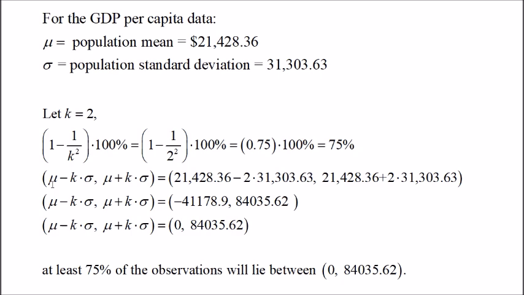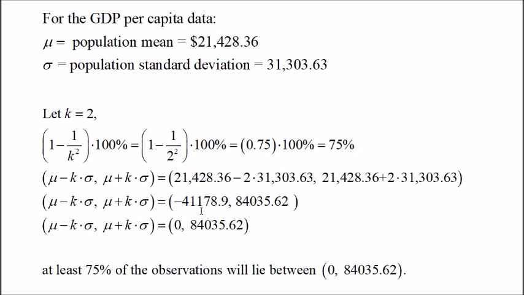Again, mu here is the population mean, so it's $21,428.36. Here we're letting k be 2. Once again, k can be any number we want greater than 1. And so 2 times the population standard deviation of $31,303.63. And then instead of minus, we'll have a plus here. Simplify this part, then we have negative $41,178.90. Simplify this part, then we have $84,035.62.